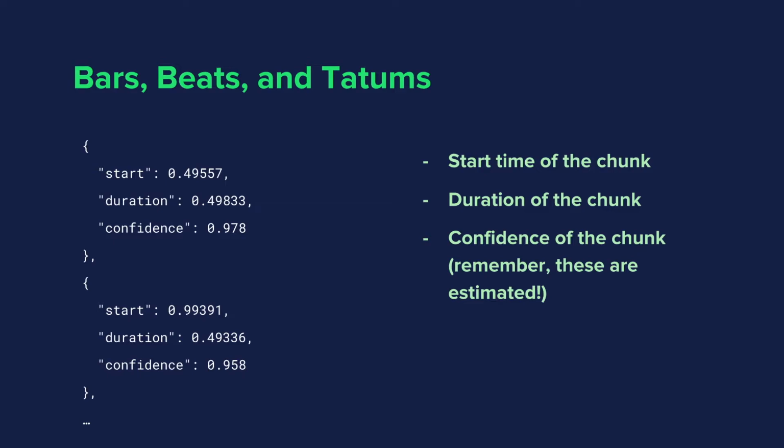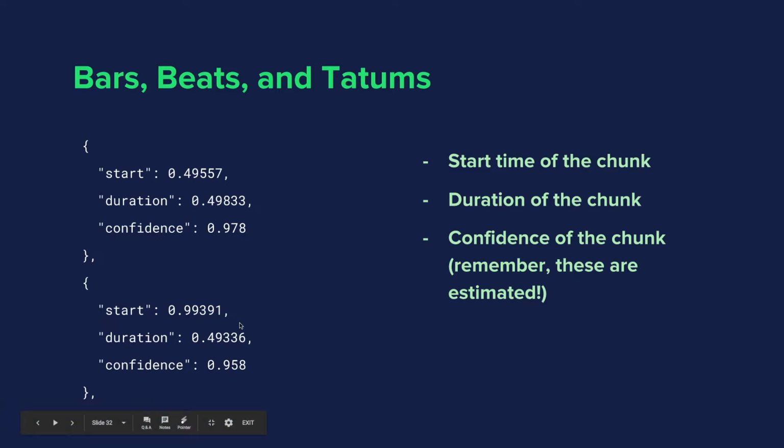How these generally look, at least with bars, beats, and tatums, is that the data you get back looks like this. We have start, duration, and confidence. You're going to get back a start, duration, and confidence for bars, beats, and tatums. In particular, this is the second and third beats of Around the World. We have the start time of the chunk, which for the first one is 0.049, duration, which is 0.49 seconds, and then a confidence of 0.978, where it goes up to 1. We're pretty sure that this is in fact a beat.